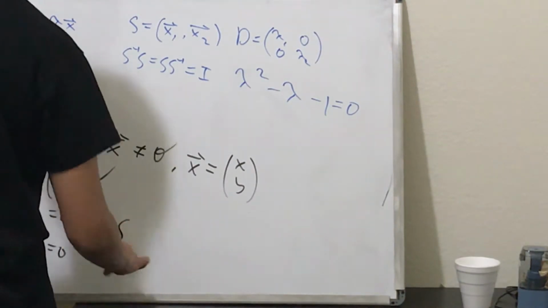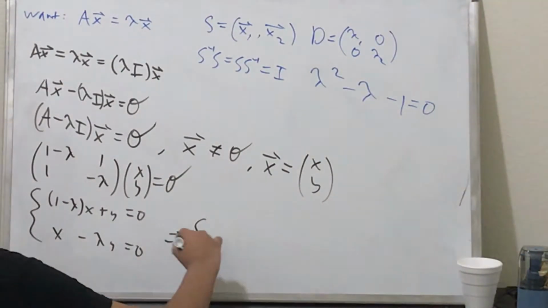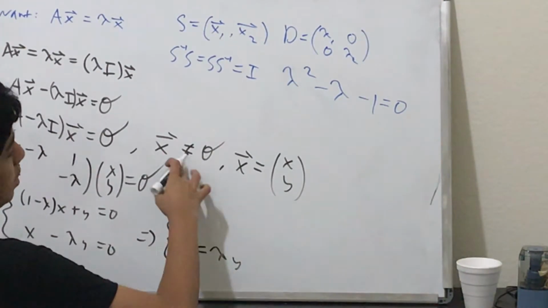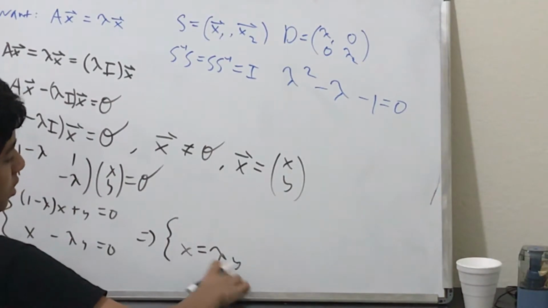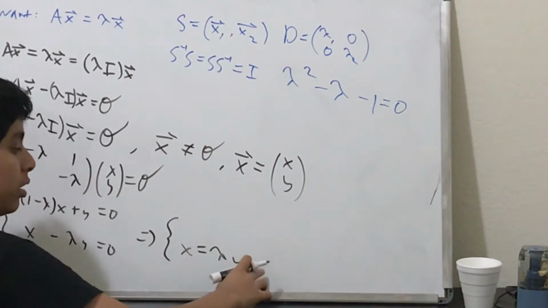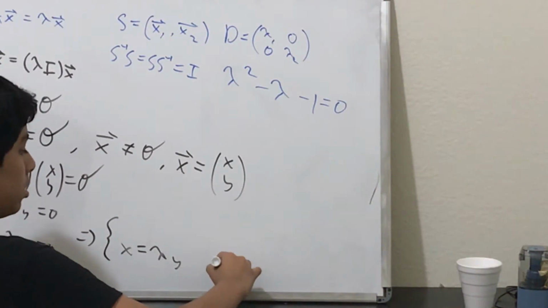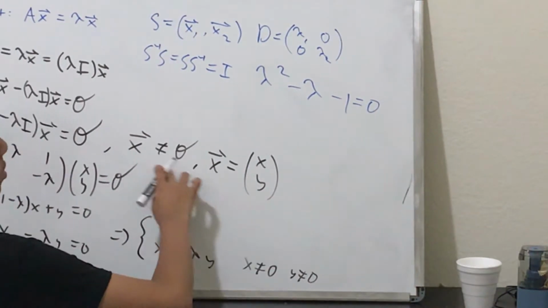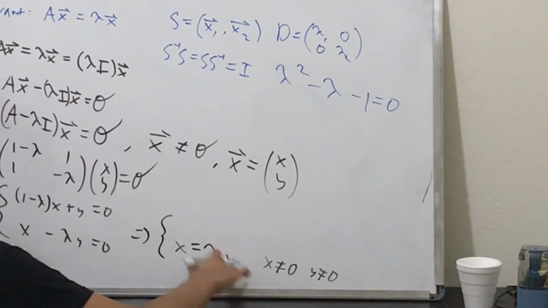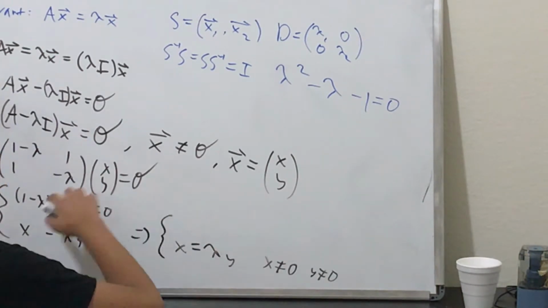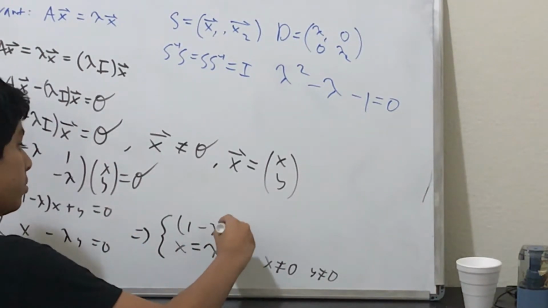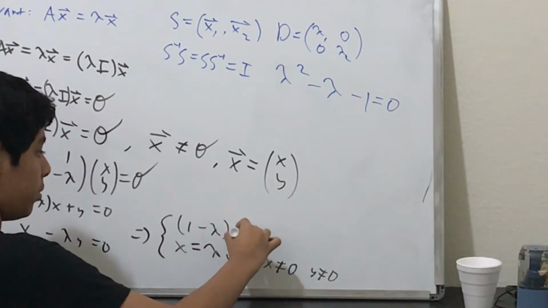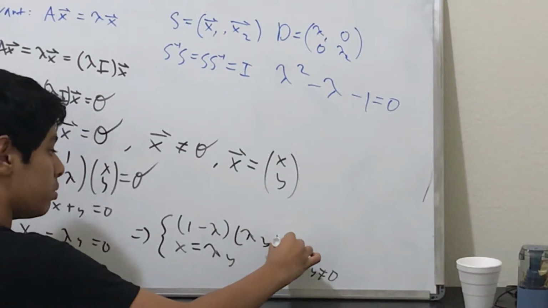Now we see that this bottom equation means that x is equal to lambda y. Because x is not a 0 vector, and x and y are equivalent up to a constant, this means x can't be 0 and y can't be 0. Because if one is 0, the other is 0, and that means the vector is 0. Now that we know this, we can plug it back in. So 1 minus lambda times x turns into 1 minus lambda times lambda y plus y equals 0.